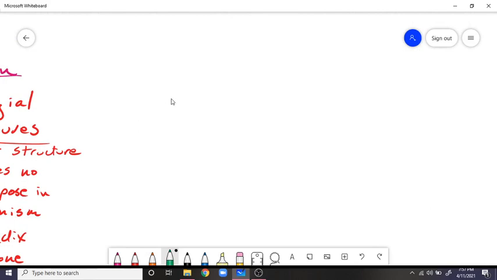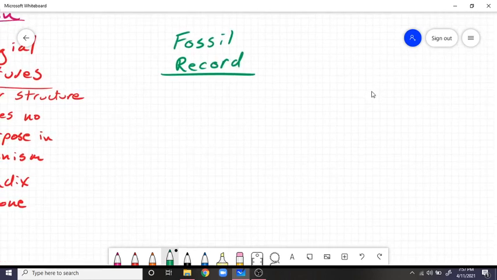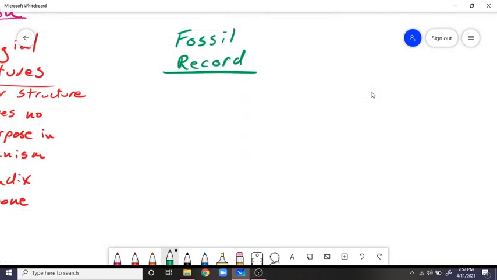Another line of evidence that is often used is the fossil record. Now, I hope that you guys remember when we did our Earth Science unit, we talked about how as you are digging down through the layers of the Earth, the further down you go, the deeper you go, the further back in time you are going, because sediments land on top of other sediments, and so the top layer is going to be the youngest.